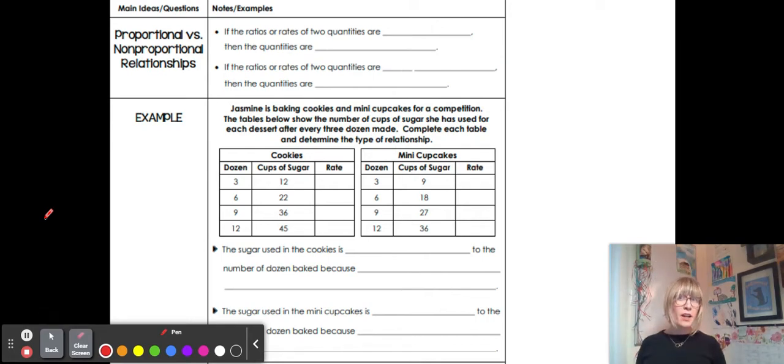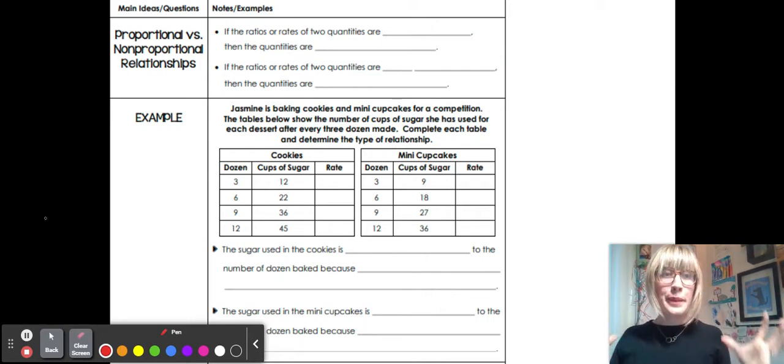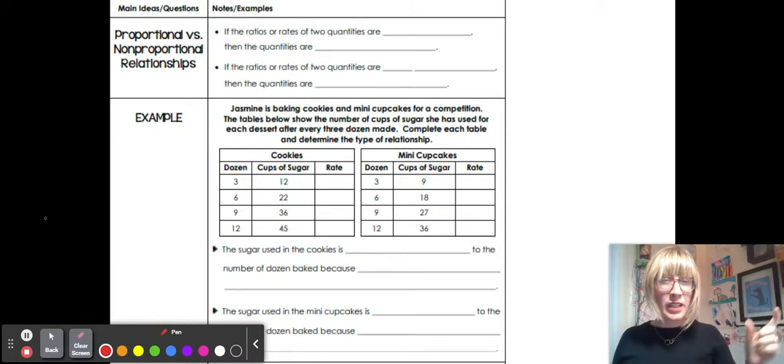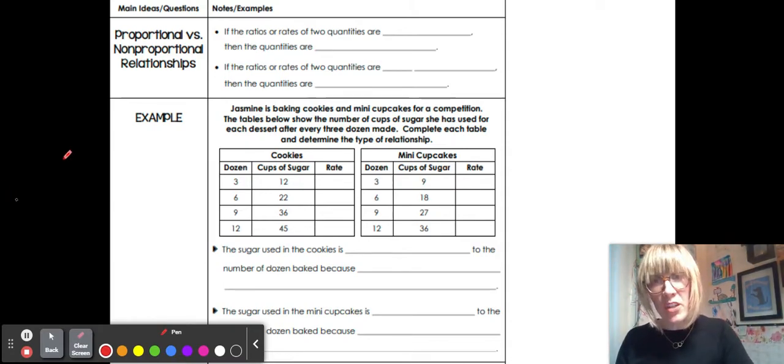Hey guys, so we're thinking here about this idea, building on what we know about rates and about ratios. If we use rates and ratios, we can determine the type of relationship that's happening between those two quantities and determine if it grows equally or predictably or not. So there are these phrases, proportional and non-proportional.